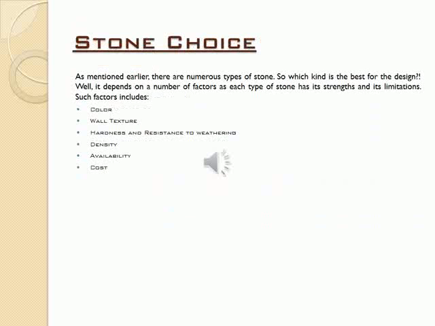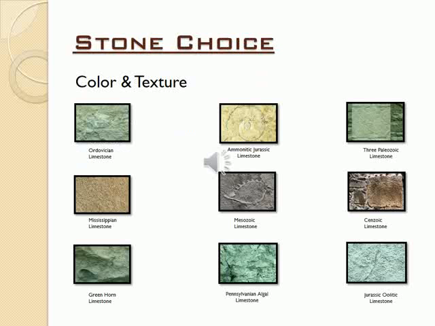As we have mentioned earlier, there is a wide variety of materials. So what makes that type of stone perfect for that use, and why that type and not the others? Well, it differs according to certain characteristics, including color, wall texture, light and dark, hardness and resistance to weathering, density, availability, and cost. Moving on to the first consideration for stone choice, which is color and texture.